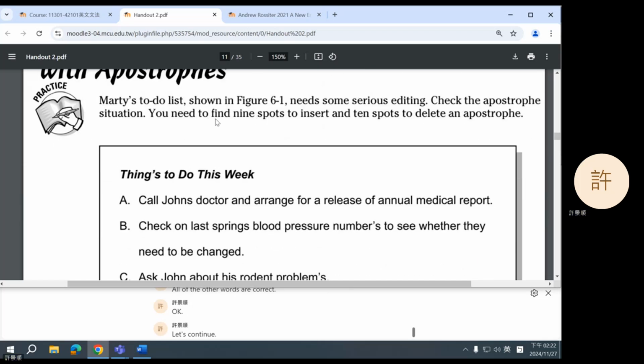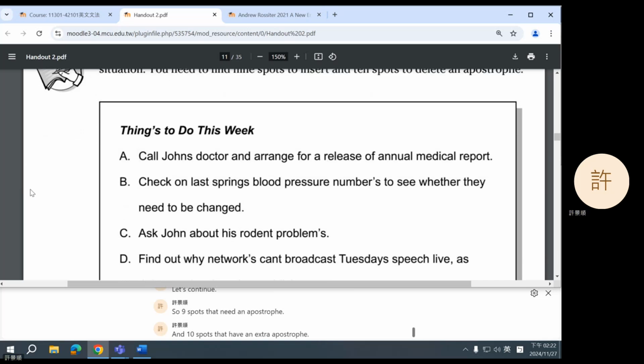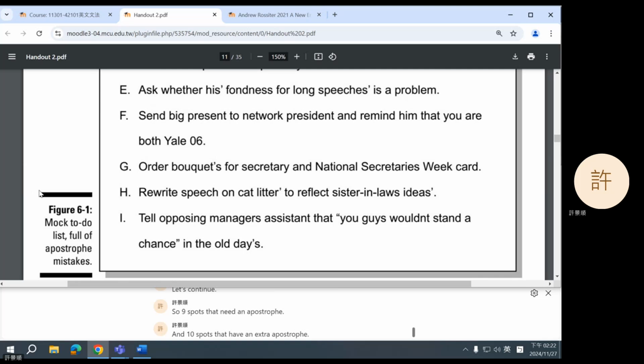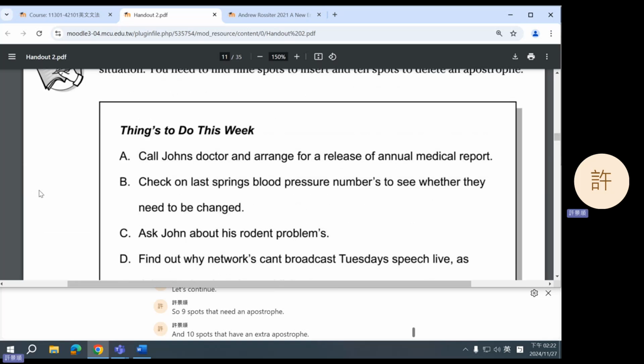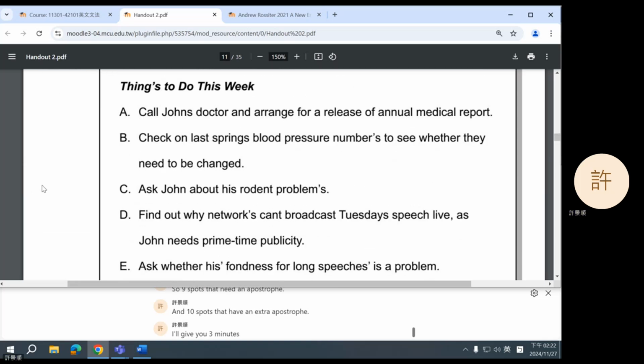So 9 spots that need an apostrophe and 10 spots that have an extra apostrophe. I'll give you 3 minutes. So some of them should be deleted, and sometimes you should add one.